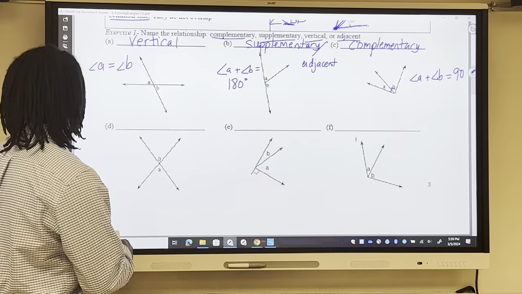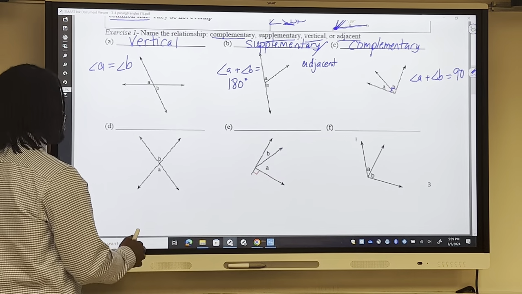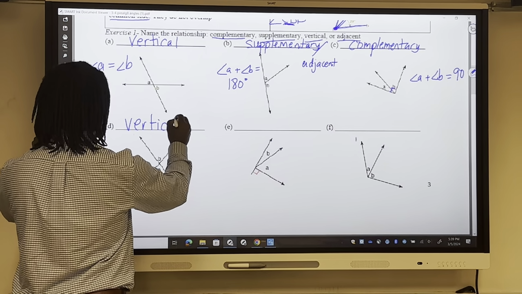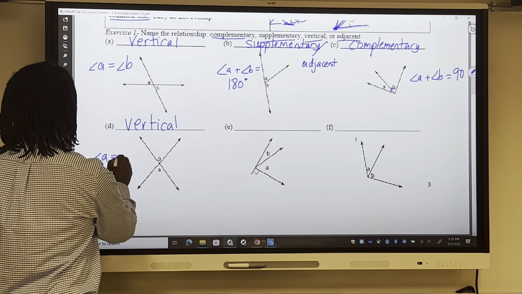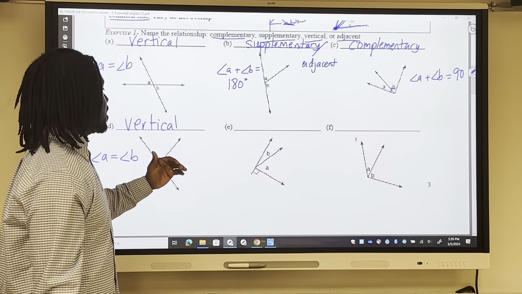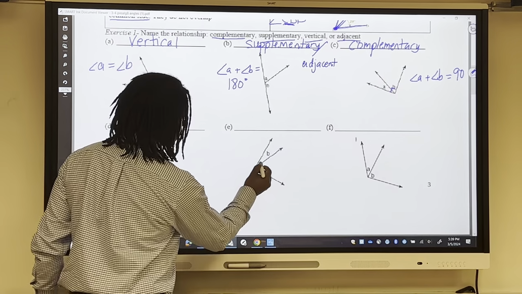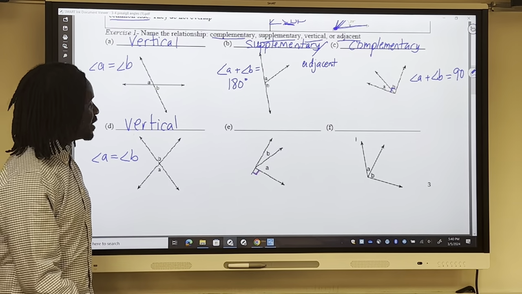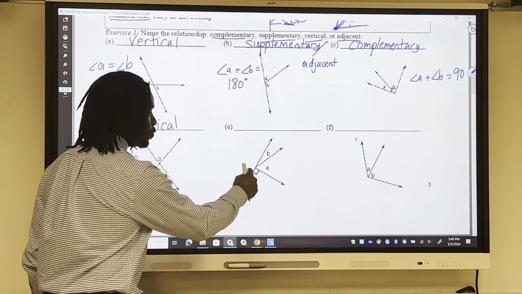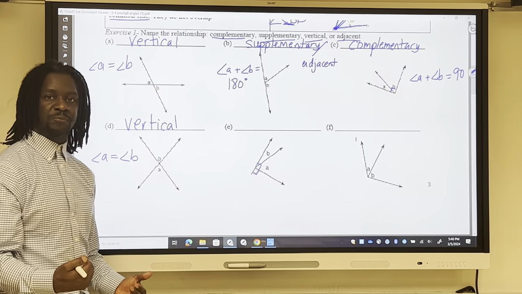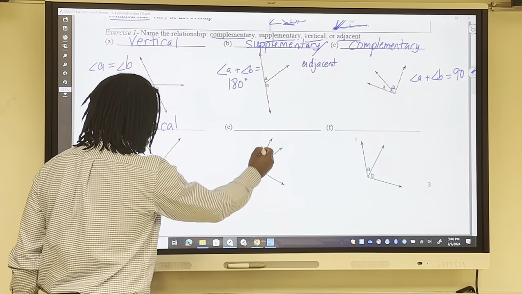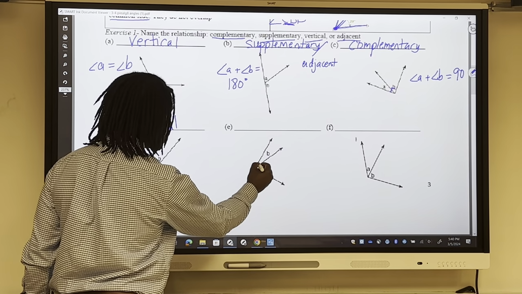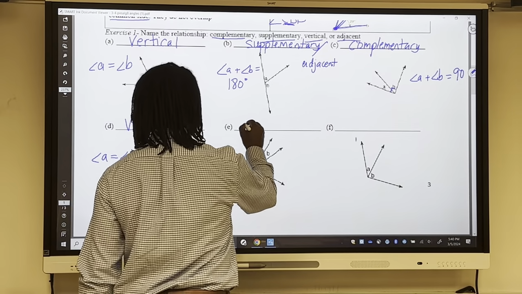Let's continue on. Letter D, angle A and angle B, these are opposite of each other, and so these are vertical. Again, angle A is equal to angle B here. In this case, letter E. This time my box is on the other side, so it's not on my angles. But if this angle is 90, then what is the other side equal to? It also equals 90, because 90 plus 90 is 180, which would then be the straight line. So these two together also equal 90, so these are complementary.